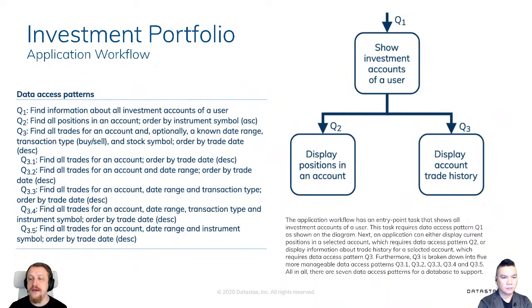And the third one will be display account trade history. So what trades were done and what are the latest changes. The first two queries are pretty simple. Find information about the investment account of a user. Find all positions in an account, ordered by instrument symbol. And Q3, find all trades for an account and optionally a known date range, transaction type, and stock symbol. Order by trade date.